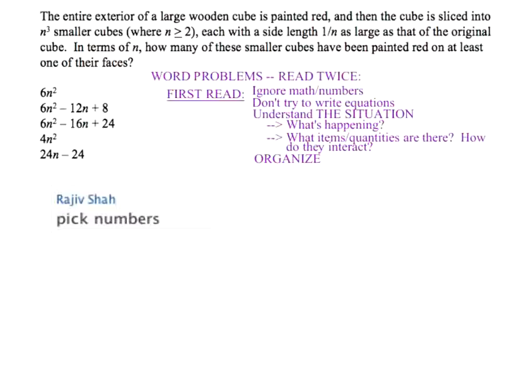Because you can't pick 1, because that's not an allowed value in the problem. But notice the condition that's up here. The simplest case that we can pick is n equals 2. So just go ahead and do that. Pick your own numbers. Simple cases. So let's just set n to be 2.